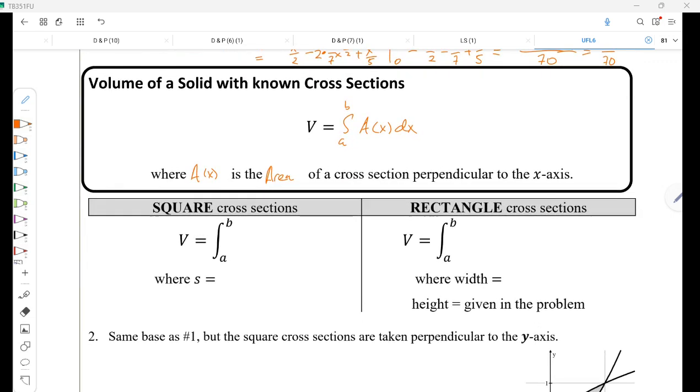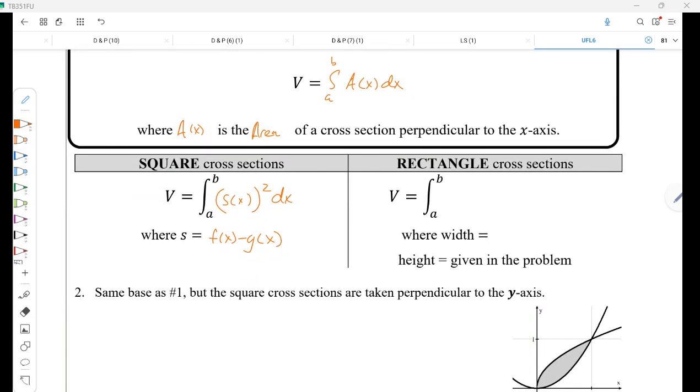All right. So if it's a square, it's just going to be S of x squared, where S of x is f of x minus g of x. I didn't do any editing to this page.